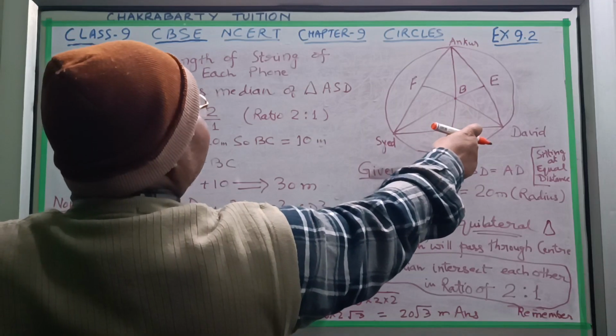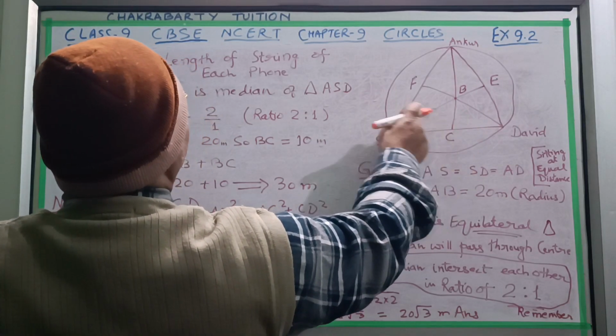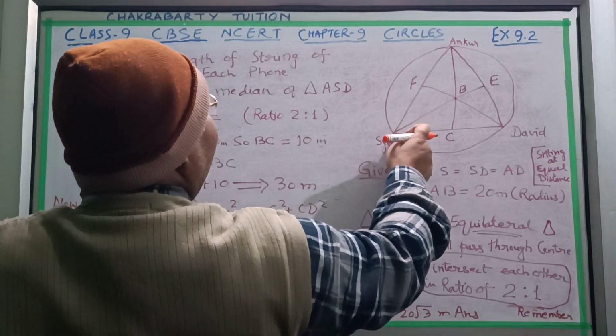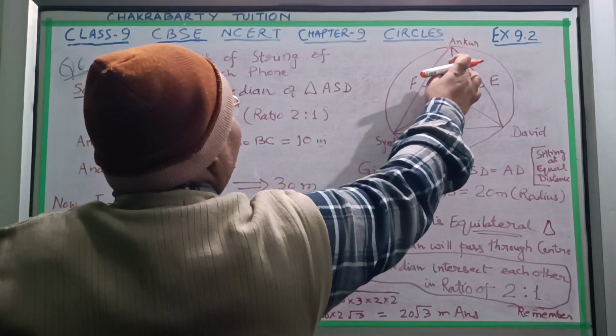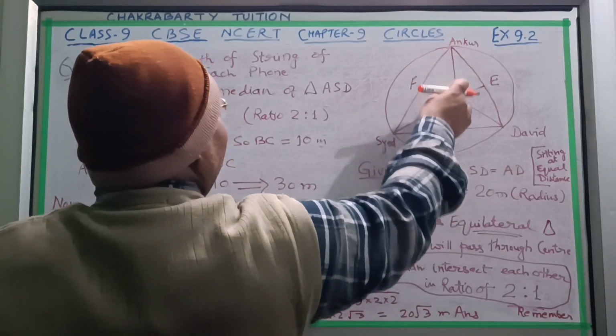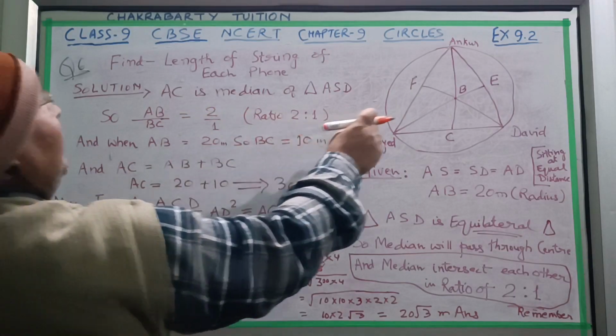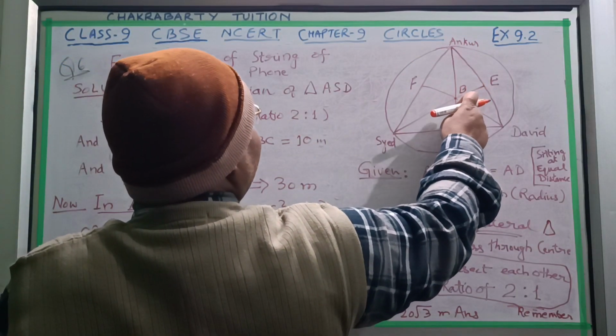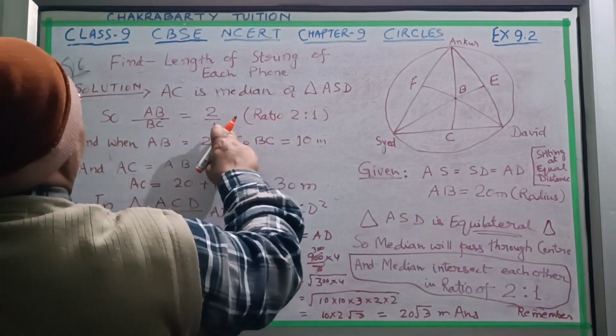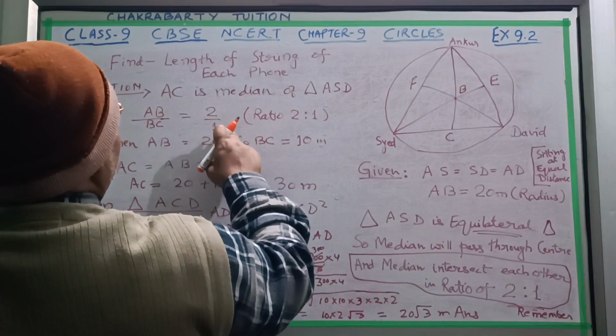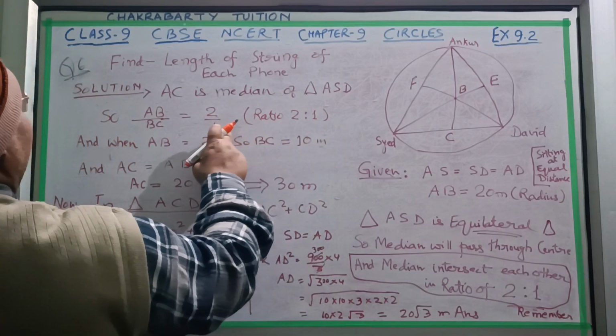AC is the median. E is the median of triangle ASD. This is the triangle, ASD is the triangle and AC is the median. Okay. So AB and BC, their ratio will be 2 upon 1. 2 upon 1, we can write it like this also.